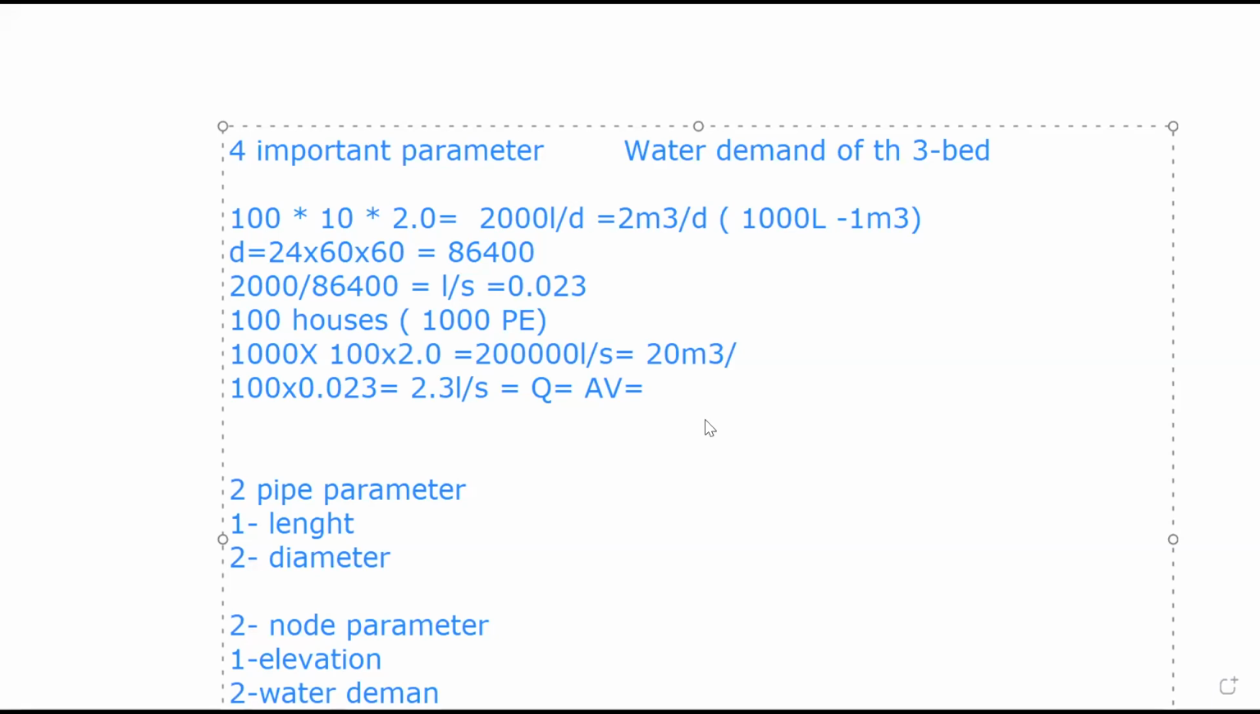PVC pipe. So this is what the chart looks like, the nomogram charts. Here you have the horizontal and you have the vertical.